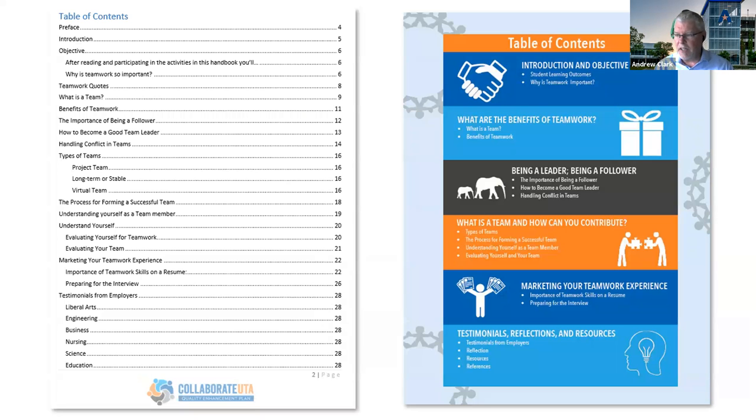And then this was the difference in terms of the table of contents. On the left was what I had originally. Based on their feedback, and then her infographic, she came up with a table of contents that was much more visually appealing. Same kinds of headings, but much more visually appealing. And so you can see the breakdowns of the different parts of the guide. We had the introduction, the objective, what we're trying to do and why we thought teamwork was important, the benefits of teamwork, being a leader, being a follower, what is a team, how you can contribute, and marketing your teamwork experience. And then we got some testimonials, reflections, and resources from some employers and people in the community. It's a work in progress, we're still working on building this out. So that's how the table of contents changed based on their feedback.